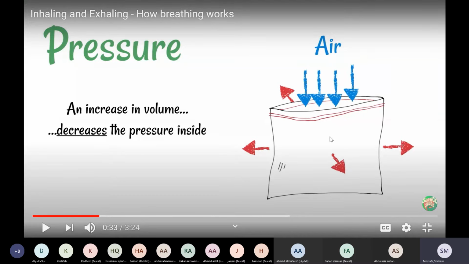So that's what's happening during increasing or decreasing volume. If you increase the volume of something, you will decrease pressure and you will let air move inside it. And exactly that's what happens to your lungs.